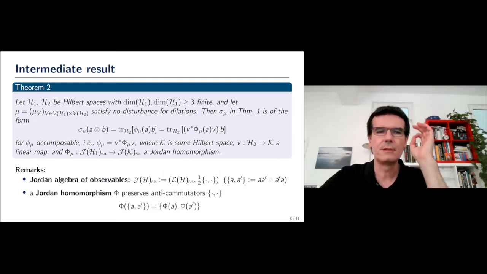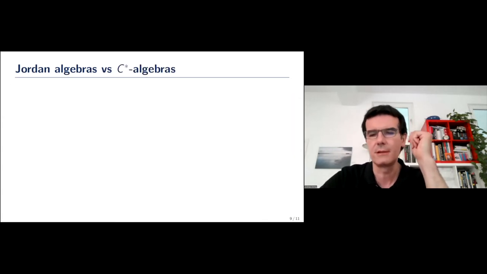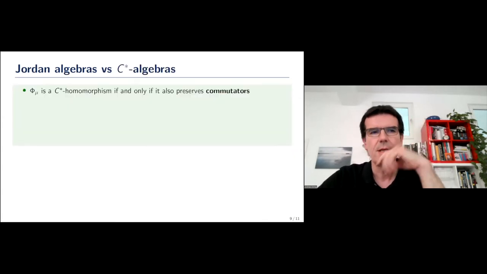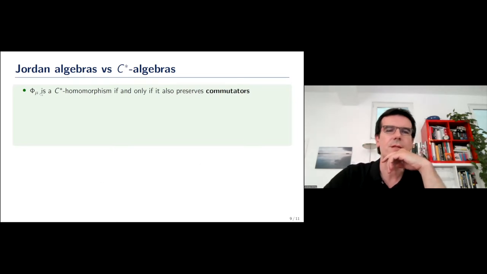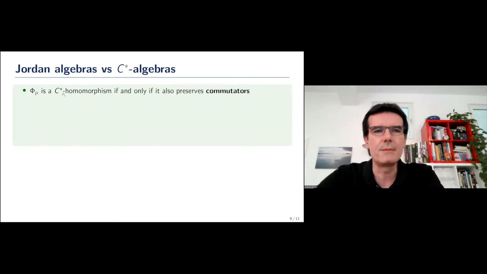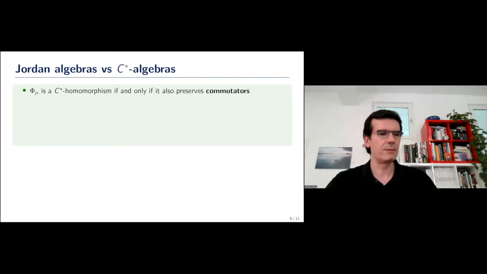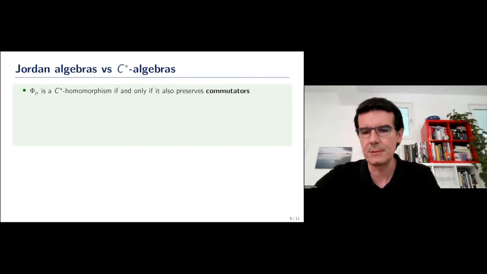We actually want something that's a bit stronger than a Jordan homomorphism. We want an actual C-star homomorphism. Now, our phi mu already is a Jordan homomorphism, and it becomes a C-star homomorphism if and only if it also preserves commutators. The problem is that we are now talking about Jordan algebras, and they don't have commutators because it's a commutative algebra, so nothing interesting can happen there.